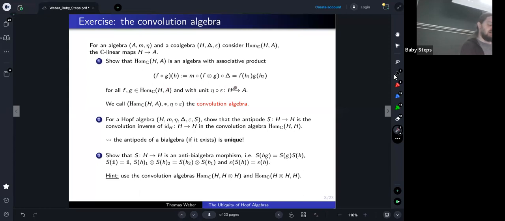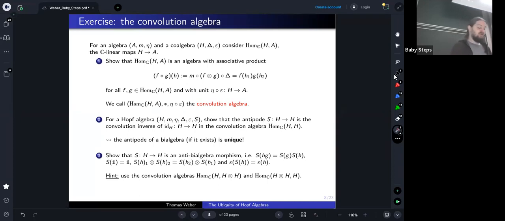You first apply, so there's an H missing, sorry. So you first apply the coproduct so that you get H1 and H2, then you apply F tensor G, and you multiply so that you arrive here. And the claim is that this is an associative unital algebra with the unit given by the composition of the co-unit of H and the unit of A. And as the exercise would be, you can prove that this is really true.